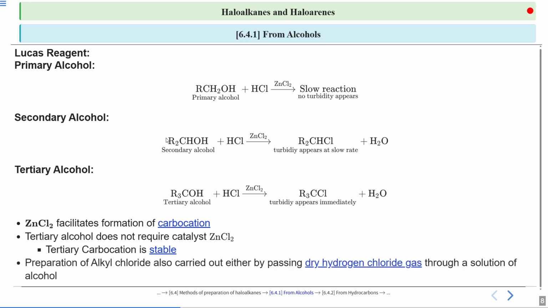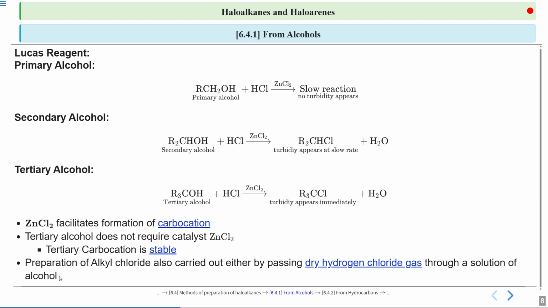Meanwhile, in the other reactions like secondary and primary alcohol reactions, you need zinc chloride to carry out the reaction, because zinc chloride facilitates the formation of the carbocation for the better attack of the chloride to get your desired product, right?